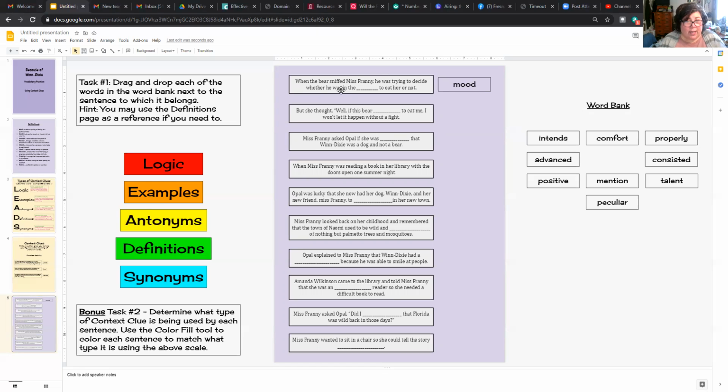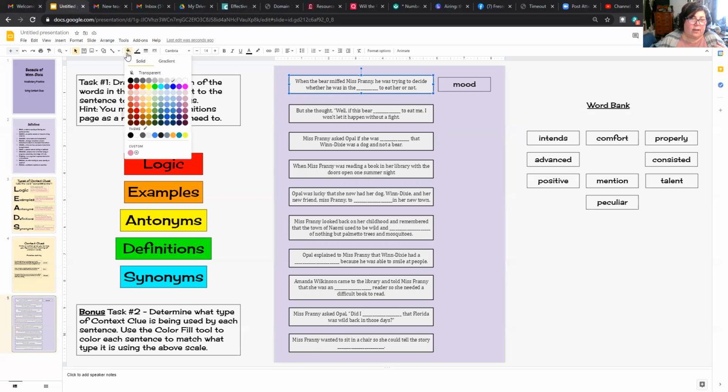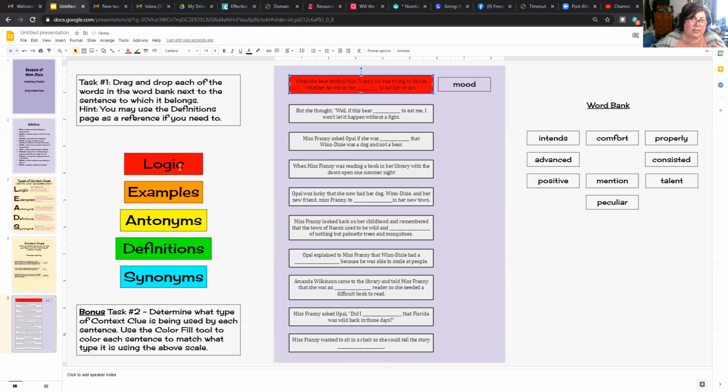So if you can figure that out, or even take your best guess, you highlight your word here, you go to your fill tool, and you highlight that and make it red because it's logic. And again, this part right here is not worth points, but it is going to tell me whether or not you've actually understood the lesson. And that's really important. All right, any questions about any of this so far? All right, so if you go ahead and open up your Google Classroom, you will find this assignment in there in a packet with everything that we've already gone over. You can use your definitions if you need to and turn it in tomorrow. Thank you so much.